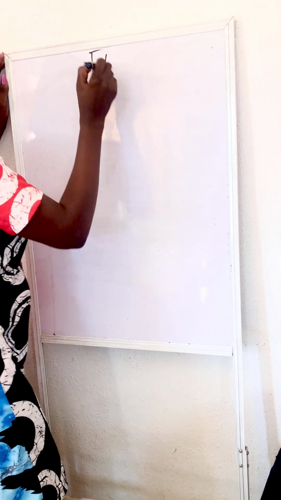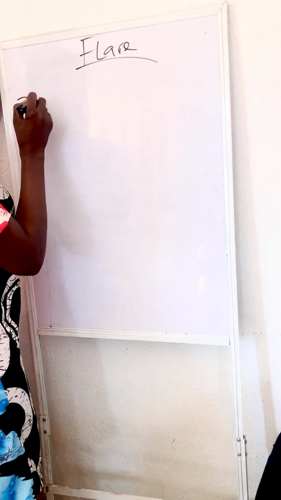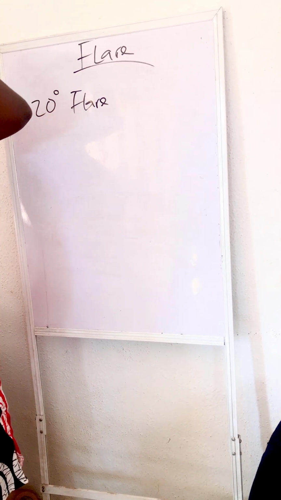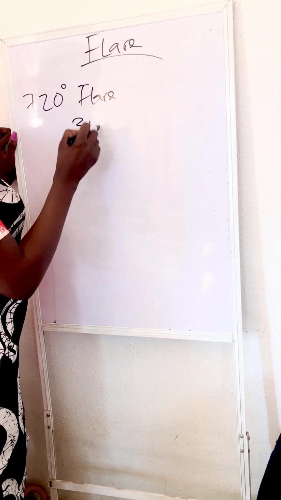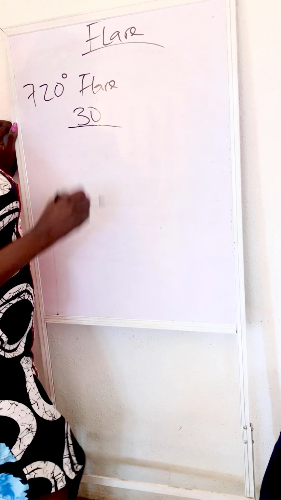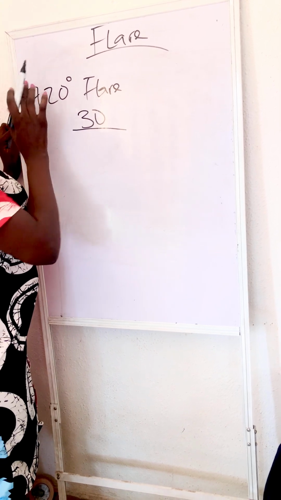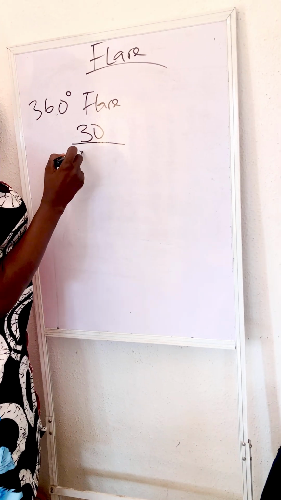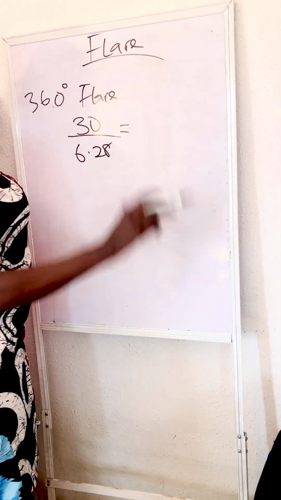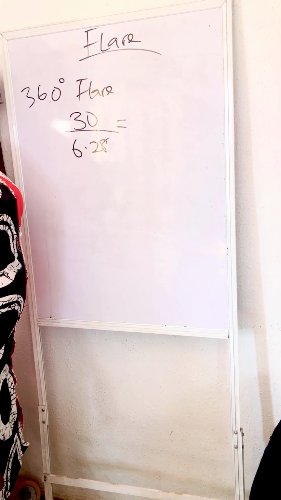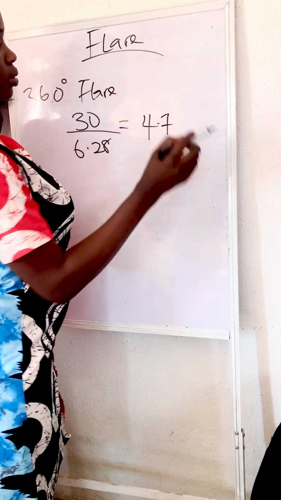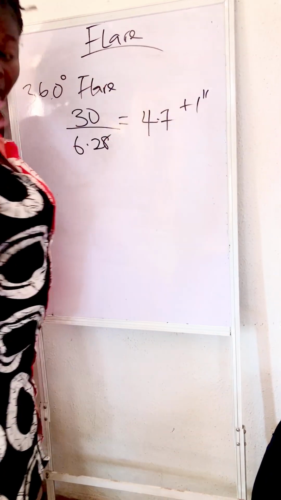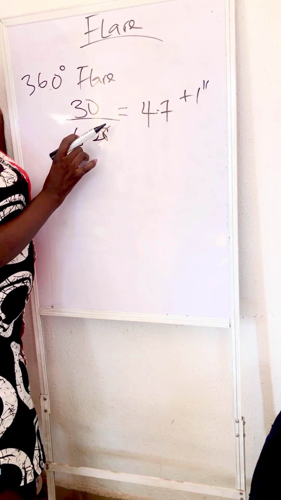Okay, let me not erase this. So for 720-degree, what's your waist measurement? 30. Get your calculator. 30, that's your waist measurement, divided by, for 360. Let's do for 360 first. 30 divided by 6.28. What is it going to give you? That is 4.7. Yes. Sometimes you might have to add 1 inch. Sometimes. But basically, this is the formula you use.